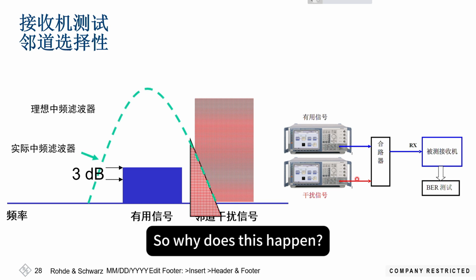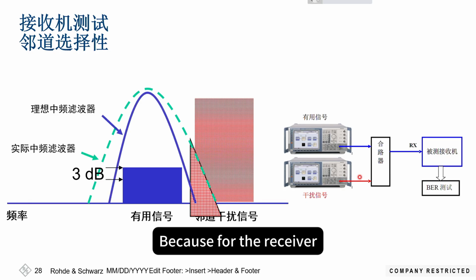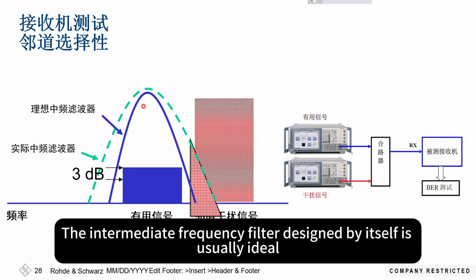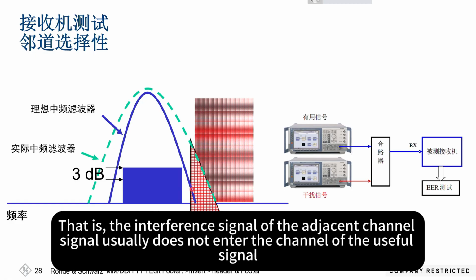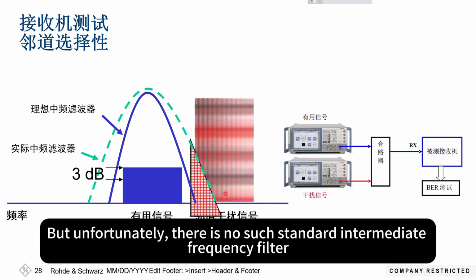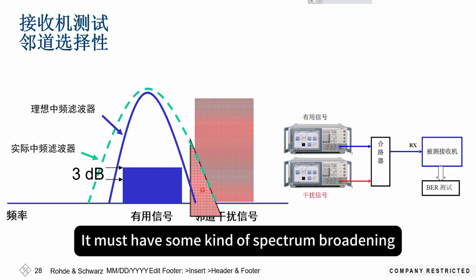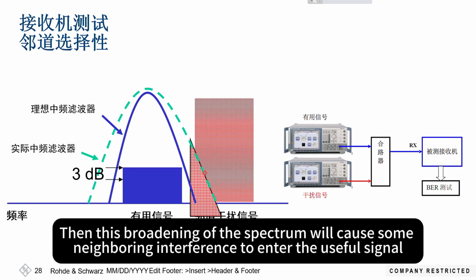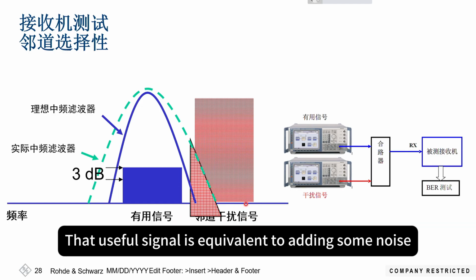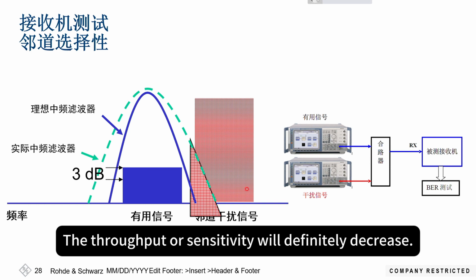So why does this happen? Because for the receiver, the intermediate frequency filter it is designed with is usually ideal. That is, the interference signal of the adjacent channel usually does not enter the channel of the useful signal. But unfortunately, there is no such ideal intermediate frequency filter. It must have some kind of spectrum broadening. Then this broadening of the spectrum will cause some neighboring interference to enter the useful signal. That is equivalent to adding some noise to the useful signal. The throughput or sensitivity will definitely decrease.